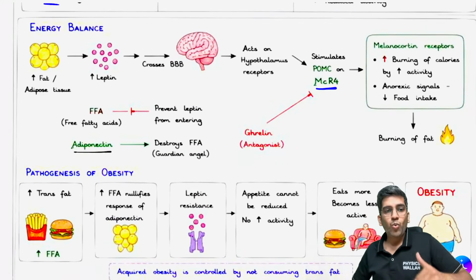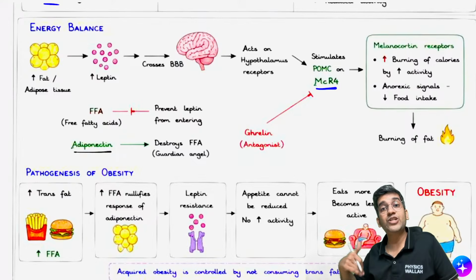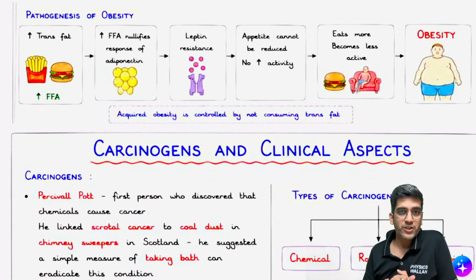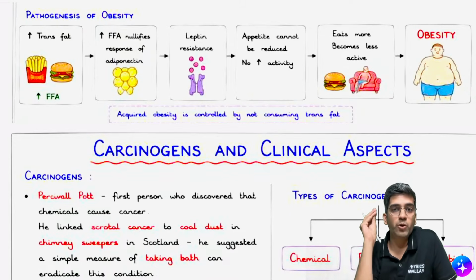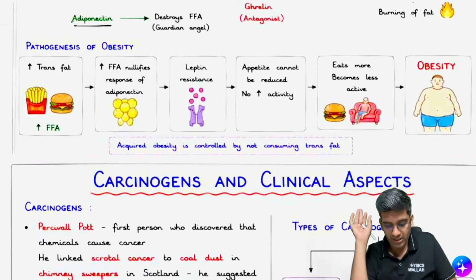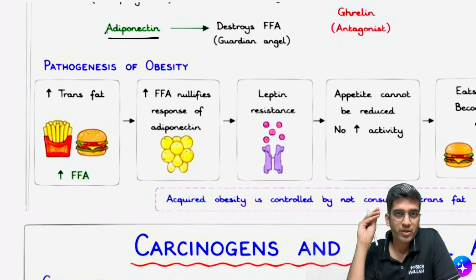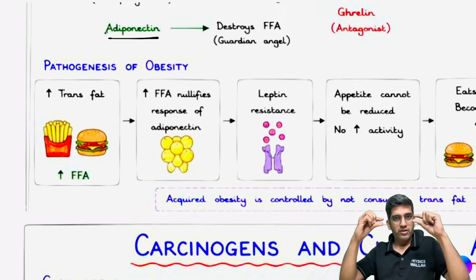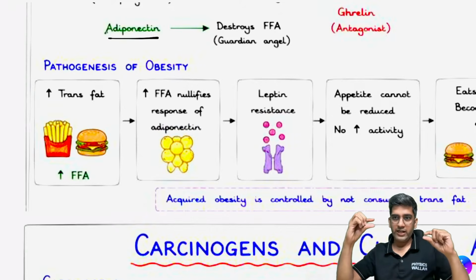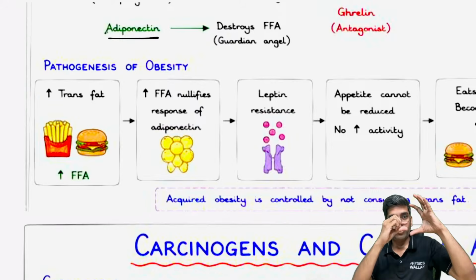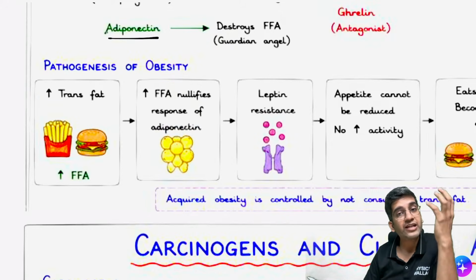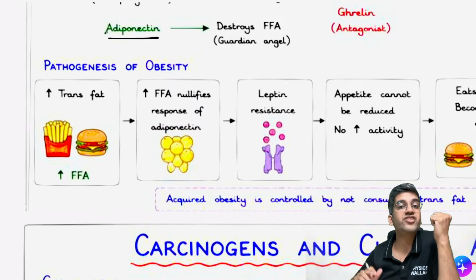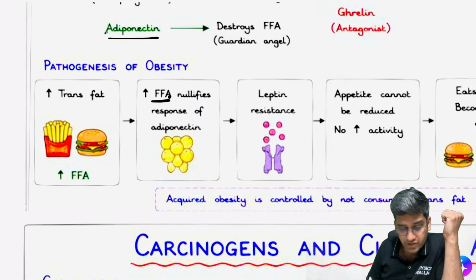Clear? So now, from this normal energy balance, when does obesity happen? Obesity happens if you disrupt this mechanism. A beautiful normal homeostasis is destroyed, allowing obesity. So you start eating lots of junk food. Adiponectin destroys junk food, but adiponectin cannot destroy everything. When consumption of trans fat is so high, adiponectin cannot destroy trans fat because they are resistant to destruction, right? Free fatty acids will be very high, which will nullify the response of adiponectin.